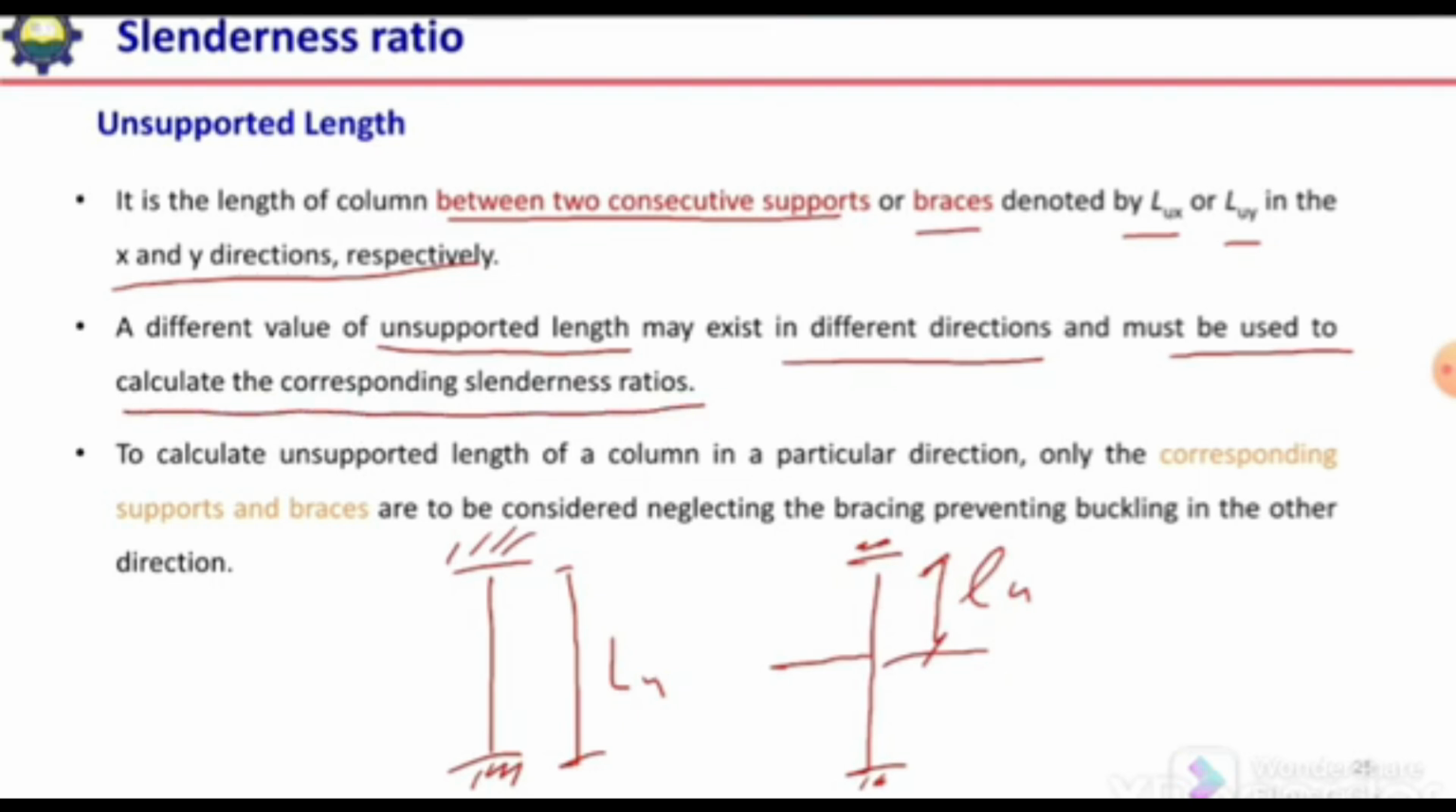For example, if we have a W section and we are going to consider the x-axis, we need to consider the length corresponding to this. If there exists bracing in this direction at an intermediate point, then we need to consider the distance from the support up to that bracing. Otherwise we need to consider the whole length. But if there is no bracing in this direction, then we will consider the unsupported length from the first support up to the last support. So we need to consider the corresponding direction to select the unsupported length value.